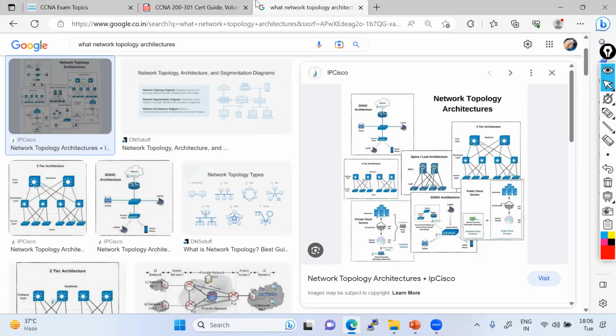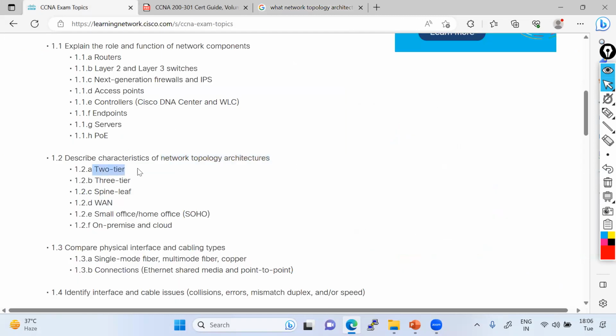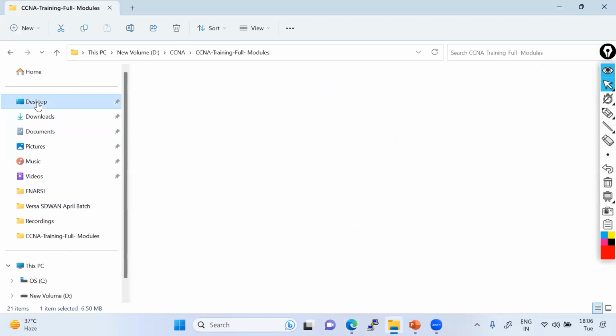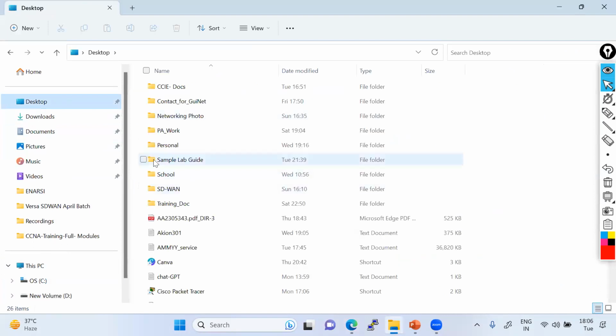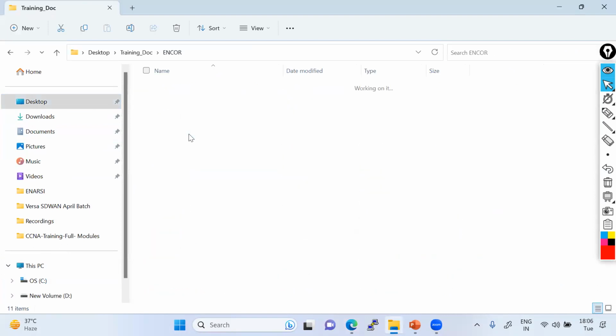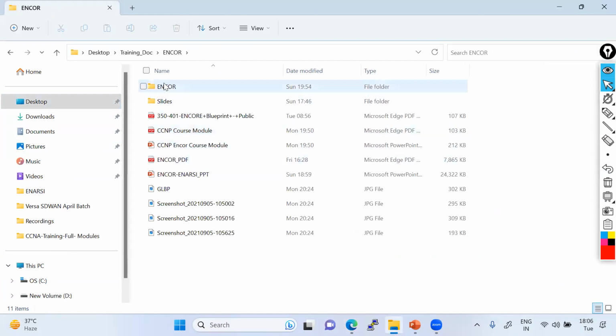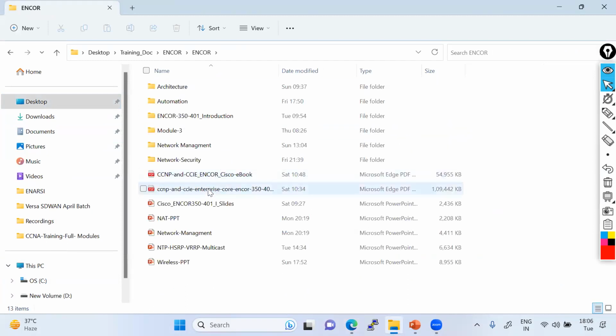Okay. Now, this network topology is classified in different ways. There is a classification for the 2 tiers, for the 3 tiers, we have leaf and spine, and we have the WAN infrastructure. So we will try to understand step by step. Let me open my CCNP ENCOR, which has better representations.